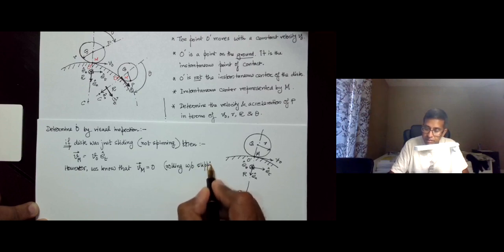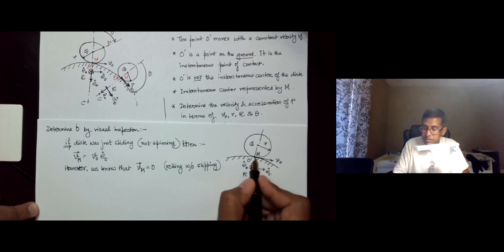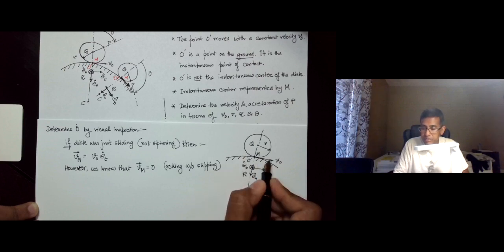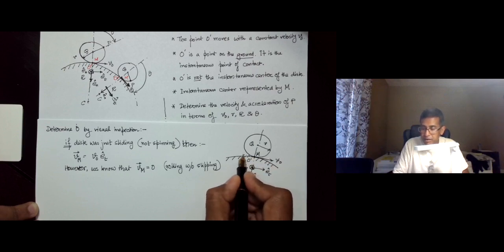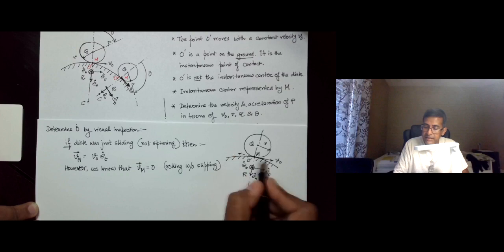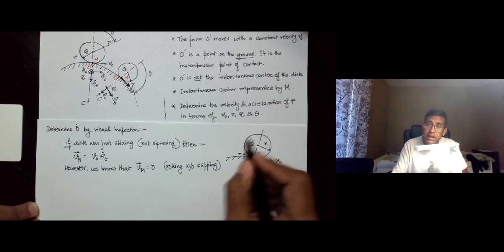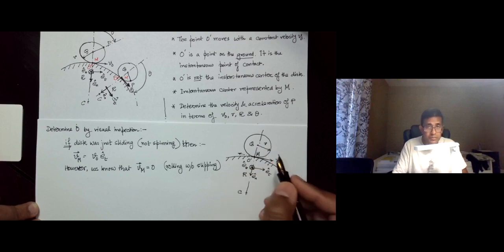Or rolling without slipping. So therefore, there must be another velocity here in the opposite direction that is cancelling this V naught. Okay, so there must be a velocity in this direction that is cancelling this V naught, causing M to be at rest. So what is that velocity? We say that velocity happens because of the spinning of the disk about the point Q.